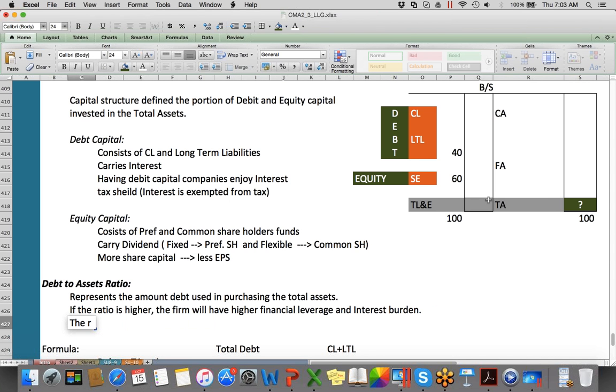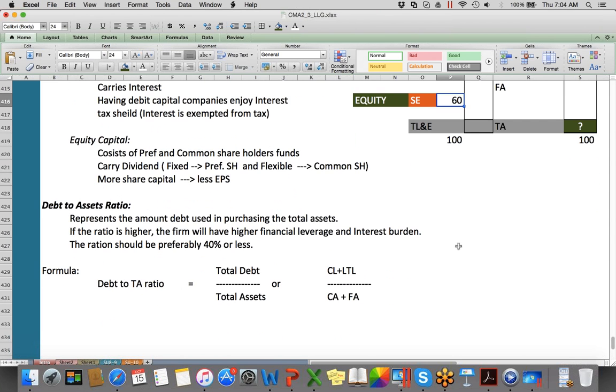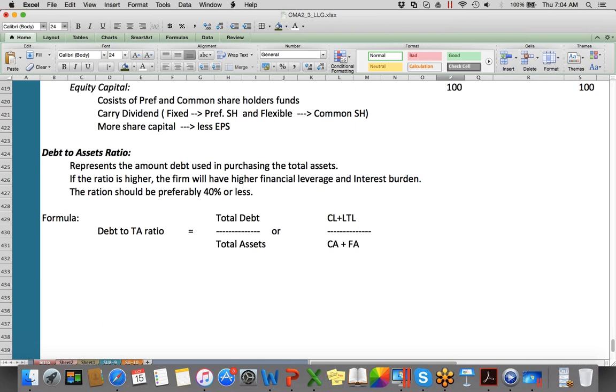Okay, the ratio should preferably be around 40% or less. So when you say 40% here, 60% is equity. Less means 38% here, and you will have 62%. So this is a good sign that your money is well invested, more invested in the total assets. Okay, that is the debt to total asset ratio.